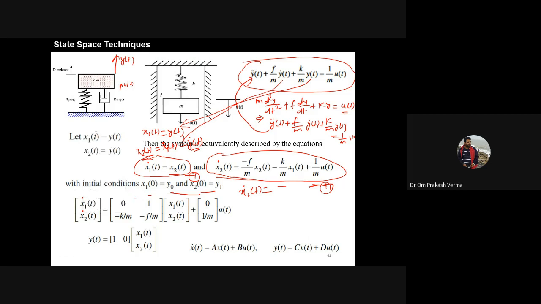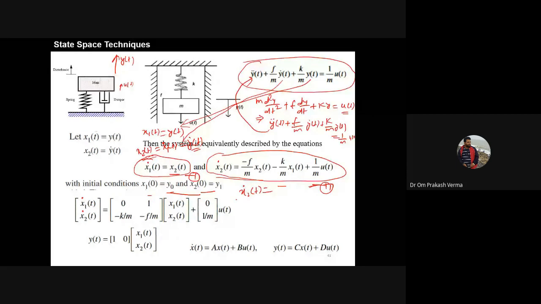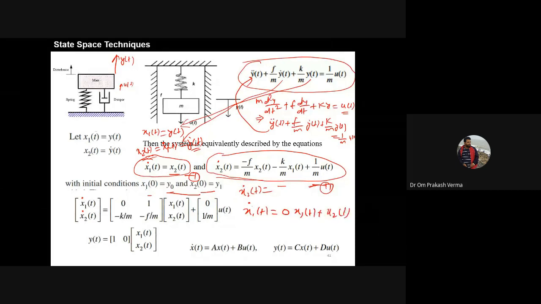So you can write the equation. Because x1 dot t is nothing but x2(t), x1 dot t equals 0 times x1(t) plus x2(t), so we can write 0 and 1 for x1, x2. In a similar way, x2 dot t equals minus k by m x1(t) plus minus f by m x2(t).